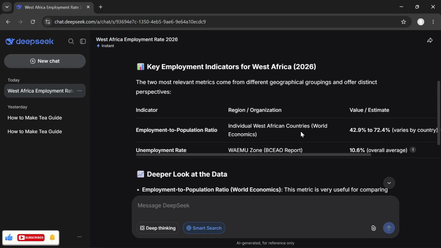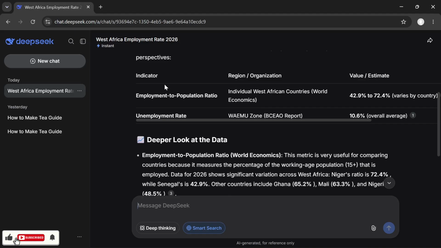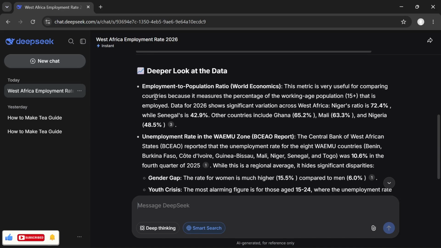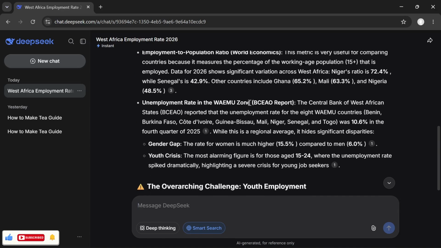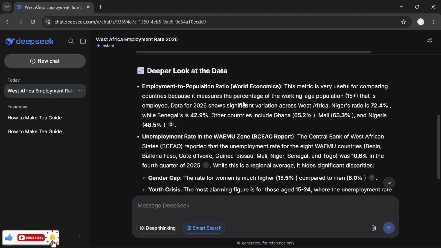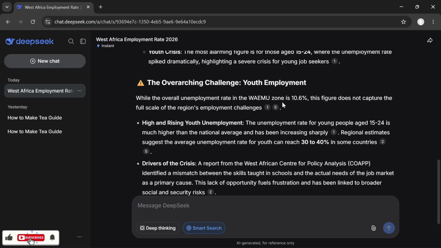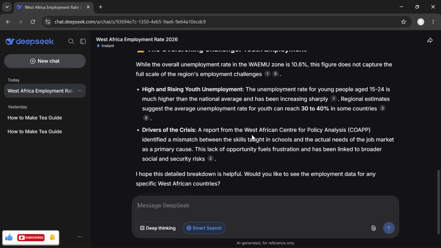So you see that when you break it down, the AI gives you a deeper response than when you lump everything together. It has already given you the indicator, the region, and then the value estimate. If you move down, you see a deeper look at the data that's presented to you. See the analysis here, and then that is employment to population ratio, unemployment rate. You see the gender gap. You see it breaks down into all these details. When you read it, you have a very deep insight into what you are researching.